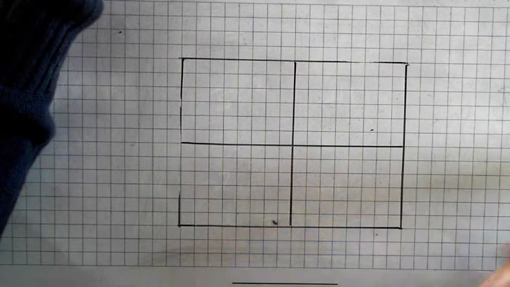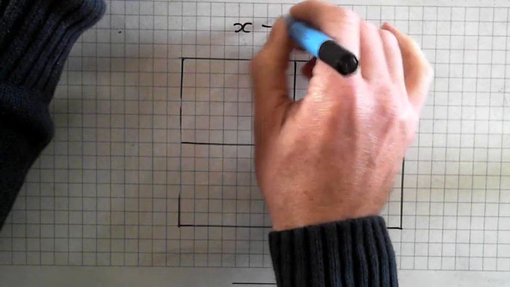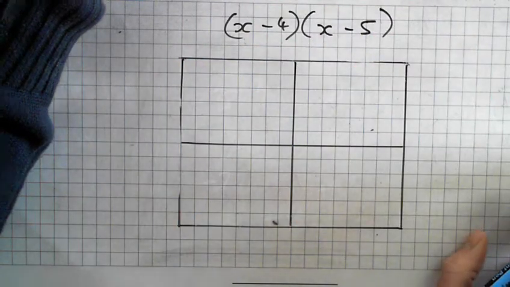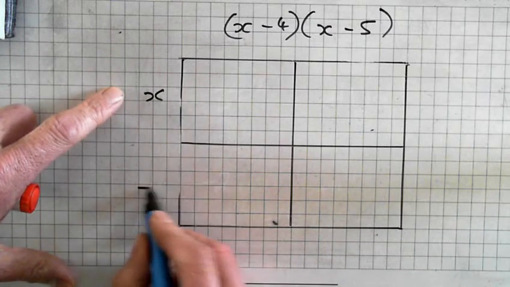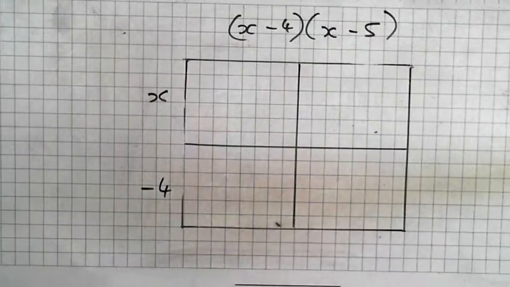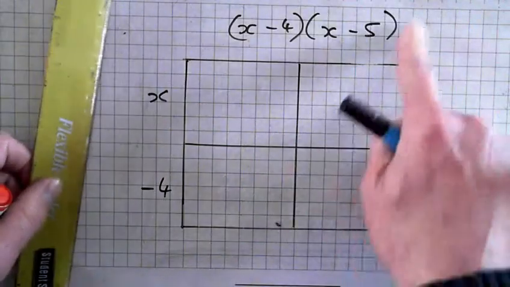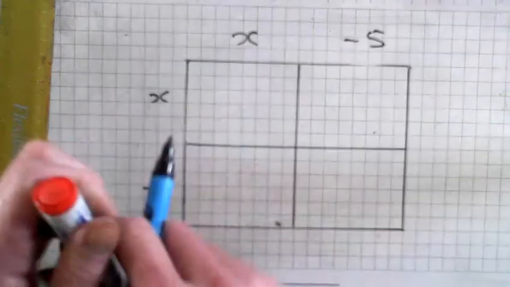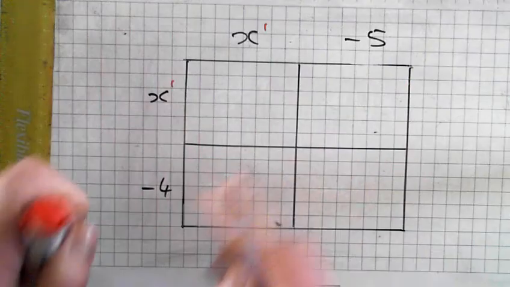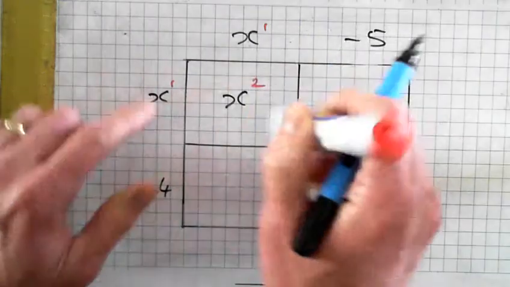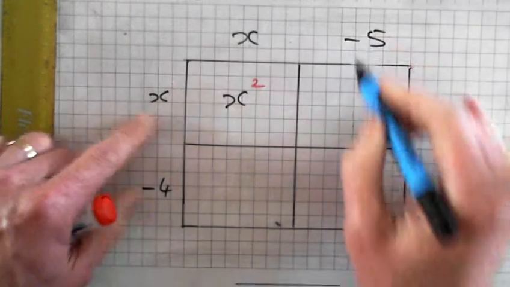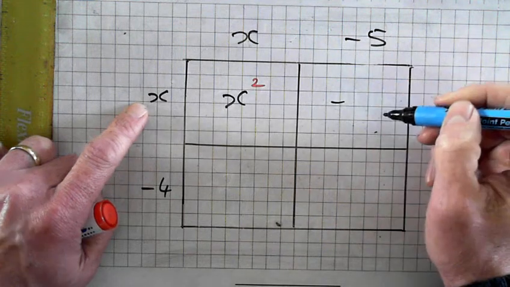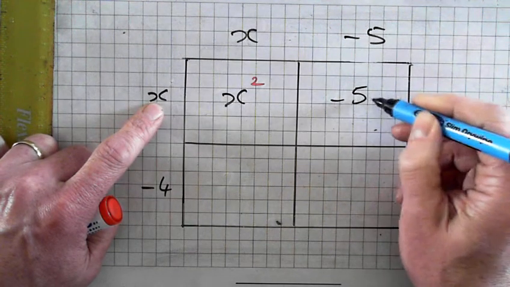Now we'll move on to question 16. Question 16. So x minus 4 times x minus 5. So we've got x minus 4 on the side and x minus 5 across the top. So x times x, add the powers, is x2. X times minus 5. Well, let's figure out the sign first. A plus times a minus. Signs are different. There's a minus. 5 times x. 5x.